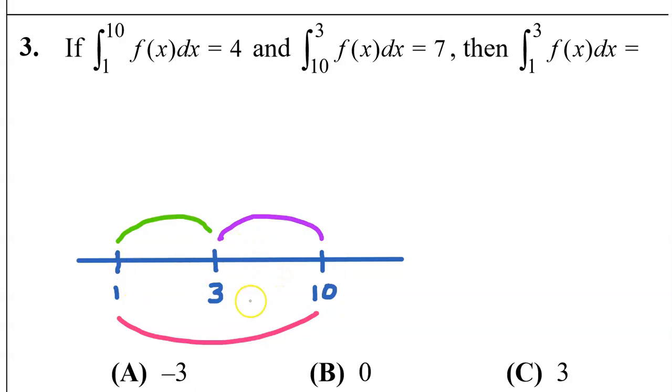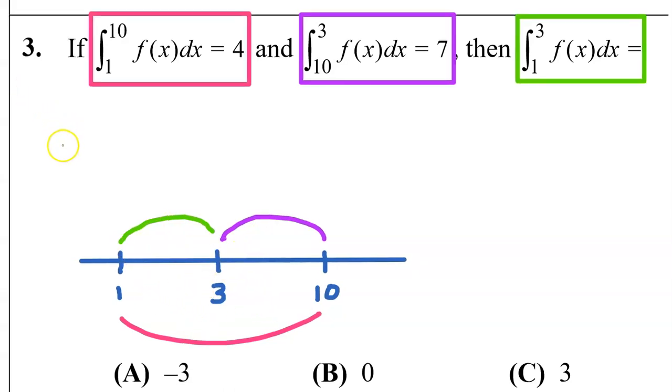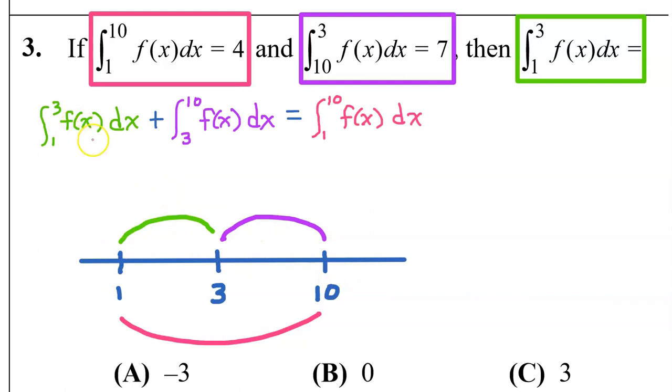The number line helps you sort of visualize the relationship between these three integrals. My strategy will be to make an equation out of these integrals that says the integral from 1 to 3 plus the integral from 3 to 10 is equal to the integral from 1 to 10. So basically we have part plus part is equal to the whole. Keep in mind that the integral from 1 to 3 is the one we are looking for. So as I solve this integral equation, I'm just going to start by bringing this straight down.